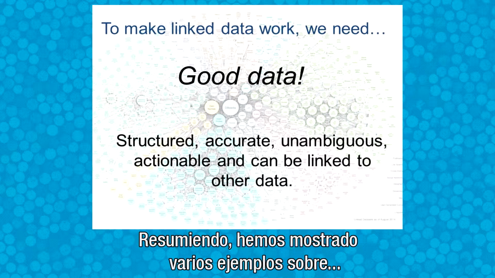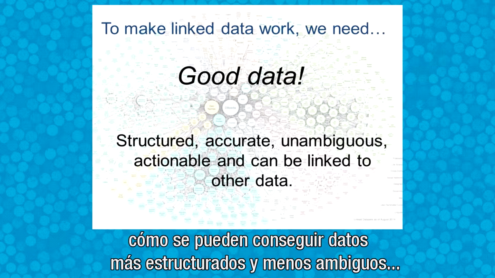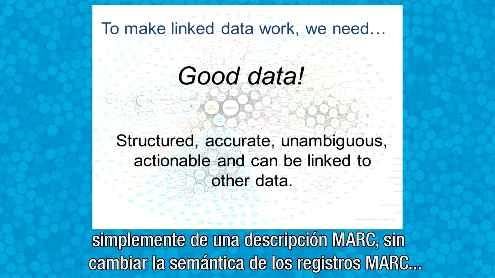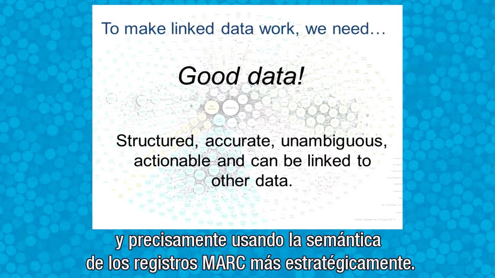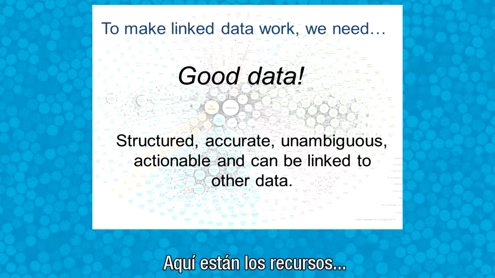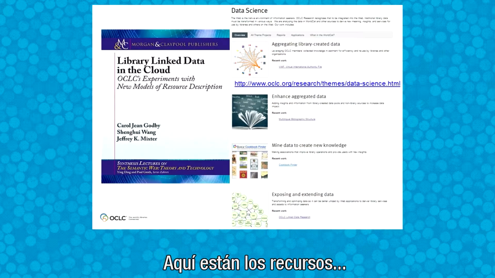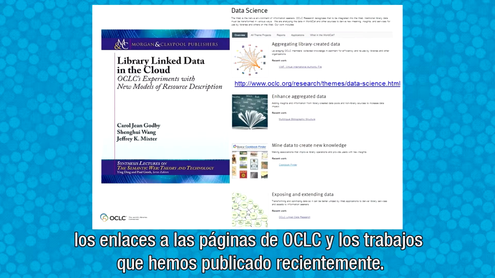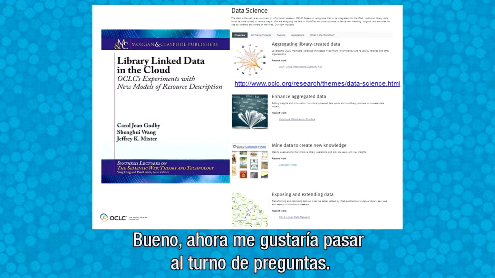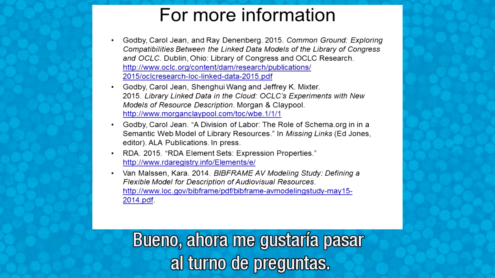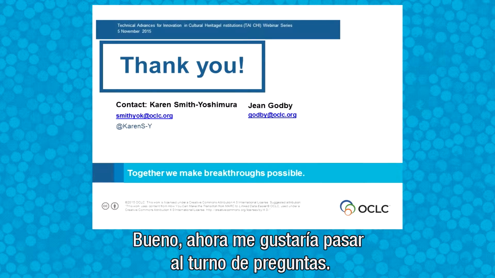So to summarize, we walked through some examples of how you can get more structured, less ambiguous data simply from a MARC description without changing the semantics of the MARC record, and in fact using the semantics of the MARC record more strategically. And there are a list of resources, the data science page from OCLC, the book that we've recently published. And so at this point, I would like to open it up for questions.